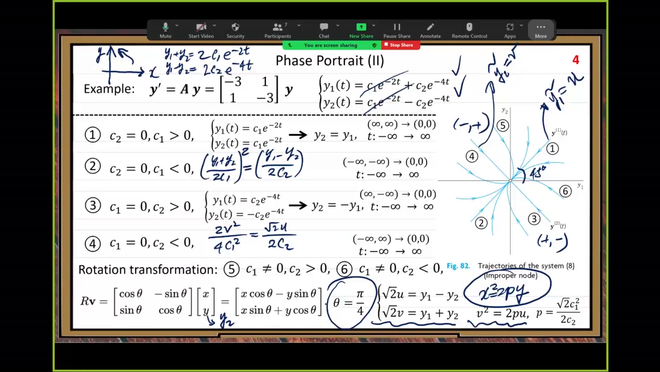C1 is non-zero, we need to look at whether C1 is positive or negative. When C1 is positive, V is positive. When C1 is negative, V is negative. So let me draw this. This part corresponds to C1 positive. This part corresponds to C1 negative, but you go from negative infinity to positive infinity in this direction.